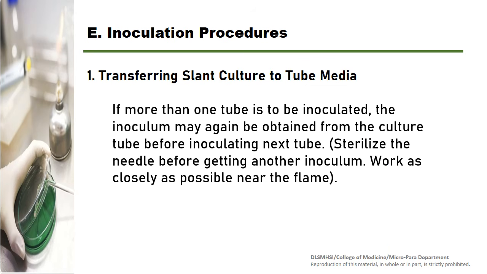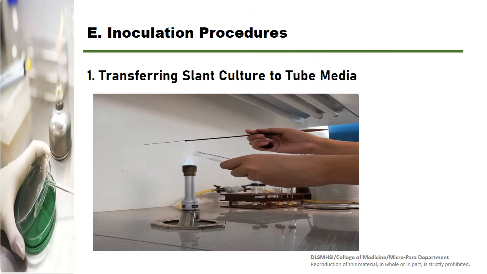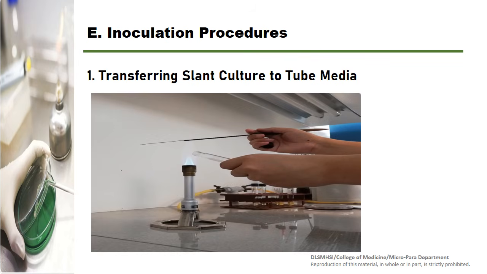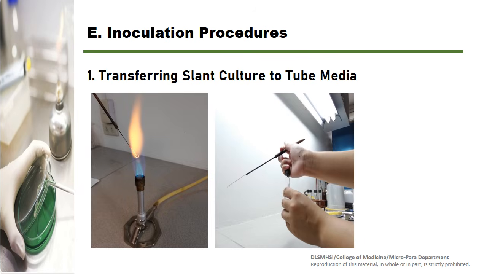If more than one tube is to be inoculated, the inoculum may again be obtained from the culture tube before inoculating the next tube. Sterilize the needle before getting another inoculum and work as closely as possible near the flame. After that, you may again flame the mouth of your tube and cover it. Then, for the last step, sterilize your inoculating loop or needle.